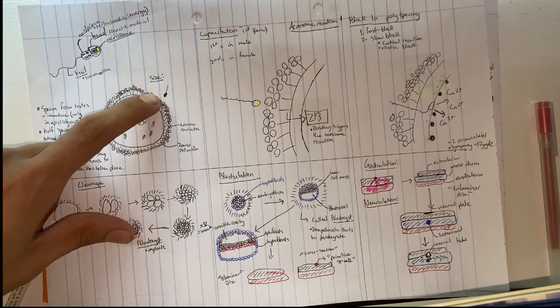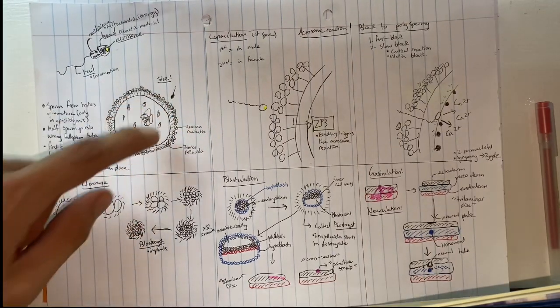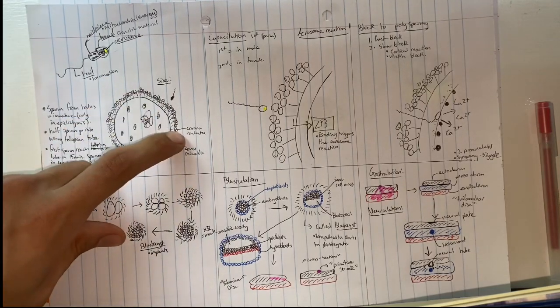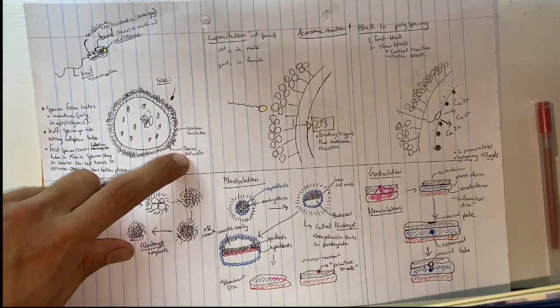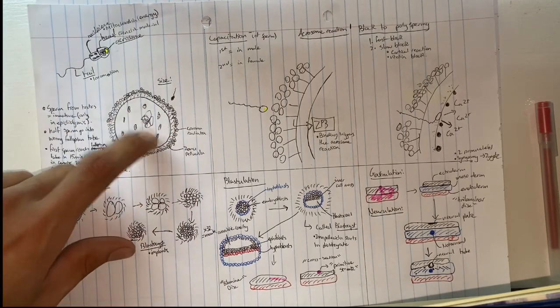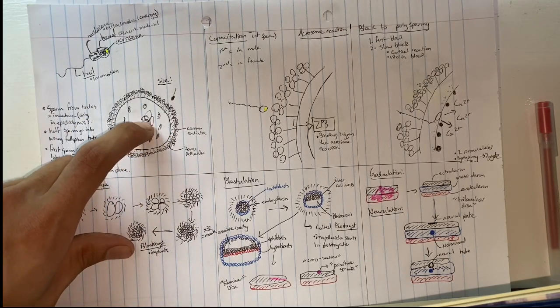So here's a little size comparison. There's a sperm, here's an egg. You've got two layers on the outside. You've got the corona radiata and the zona pellucida, which is basically a layer of glycoproteins. There's lots of mitochondria and there's genetic material in the egg as well.